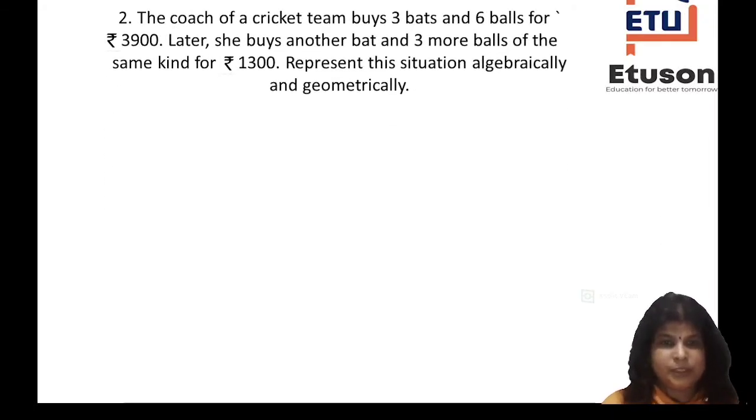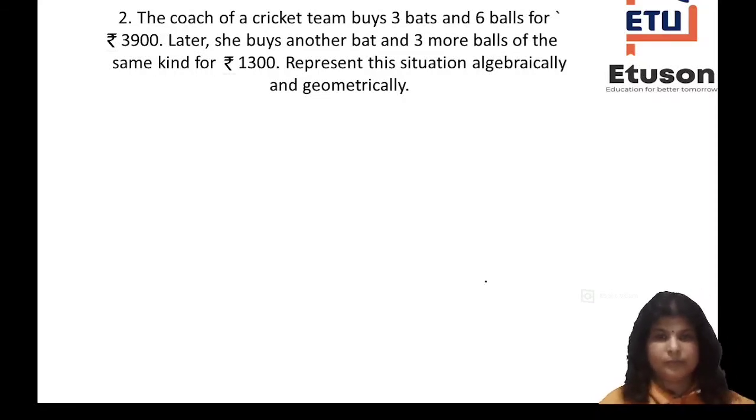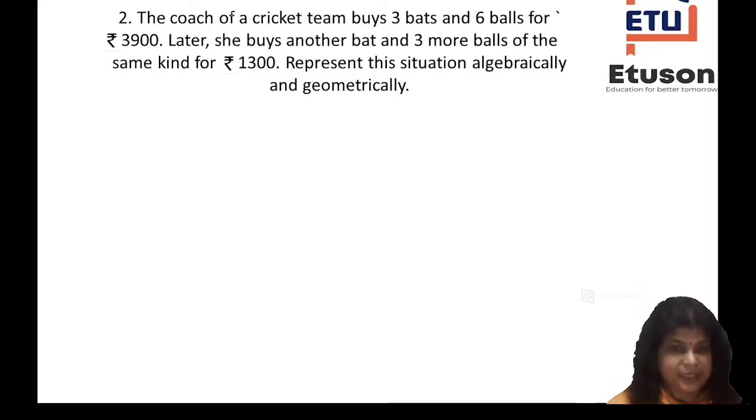The coach of a cricket team buys 3 bats and 6 balls for rupees 3,900. Later he buys another bat and 3 more balls of the same kind for rupees 1,300. Represent this situation algebraically and geometrically.